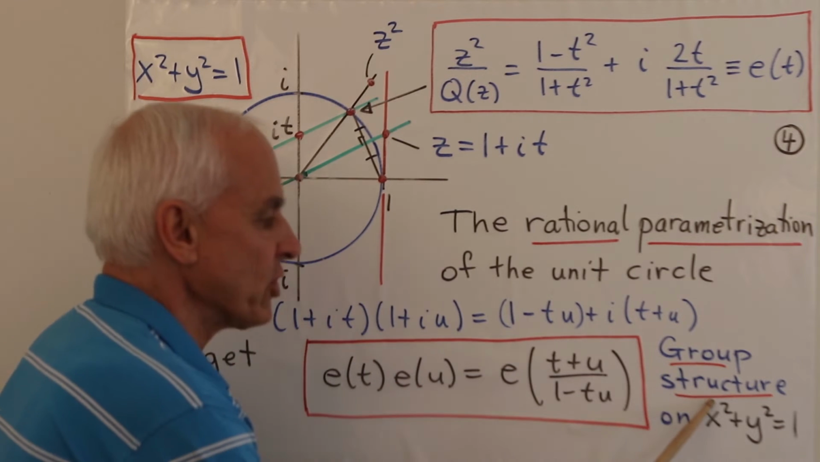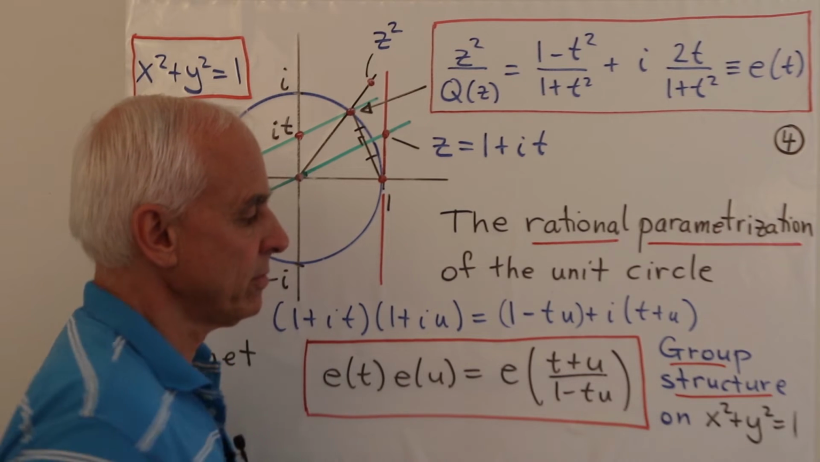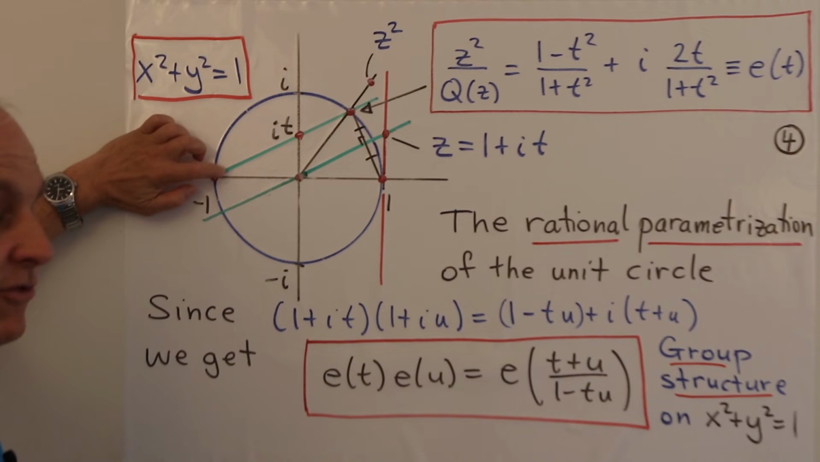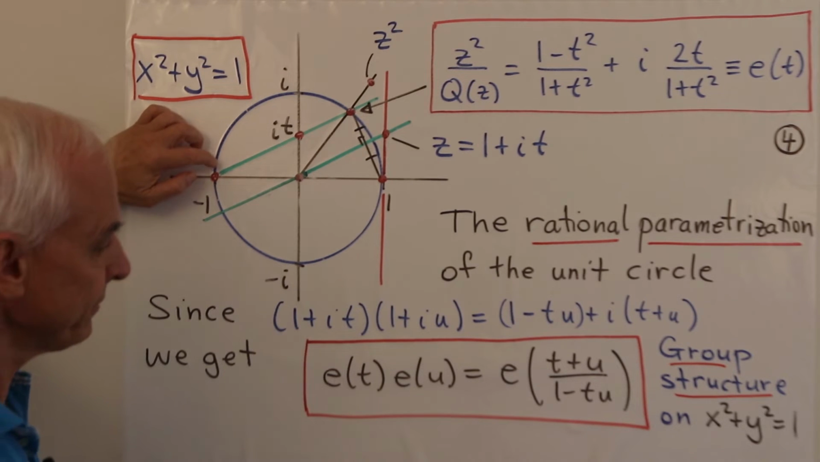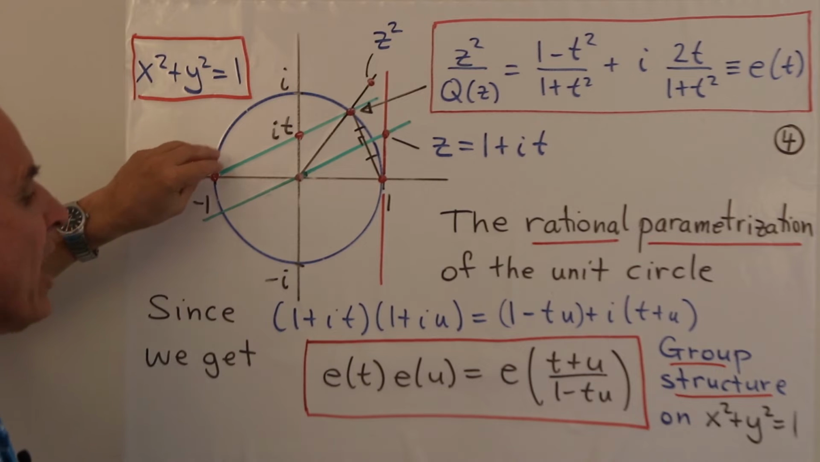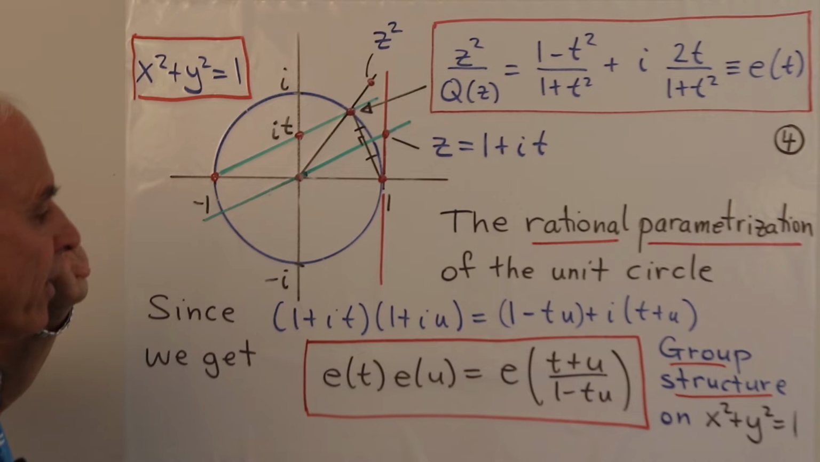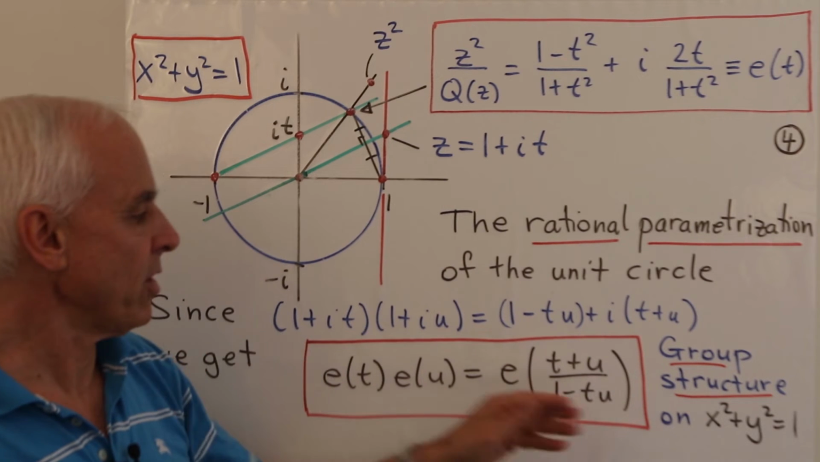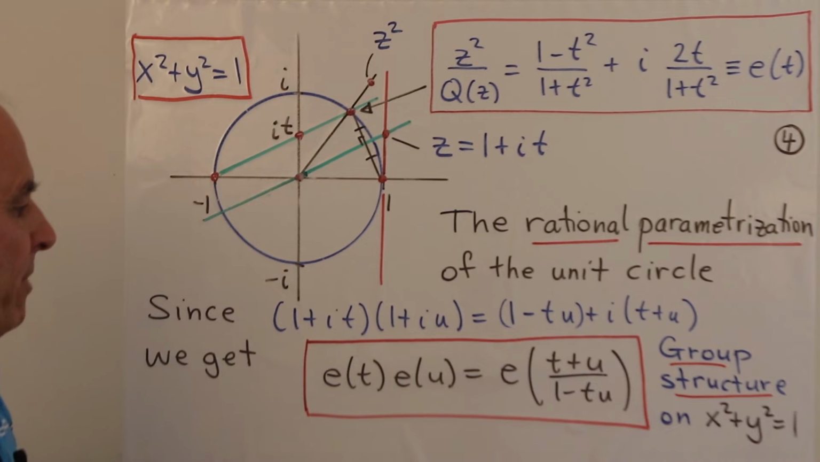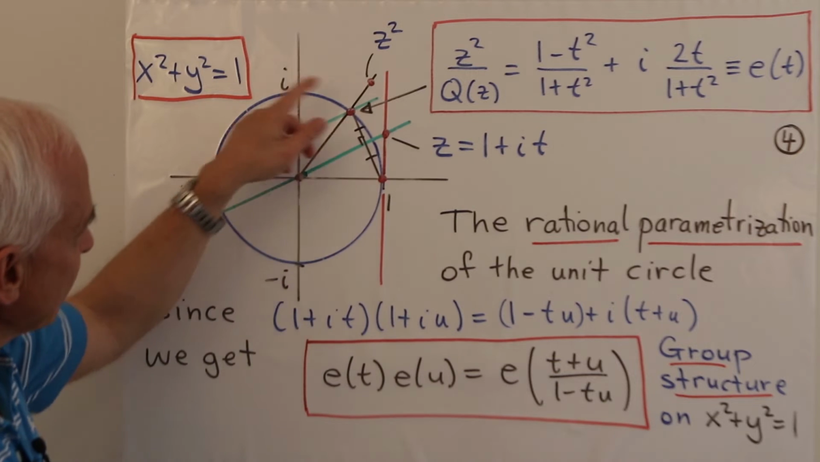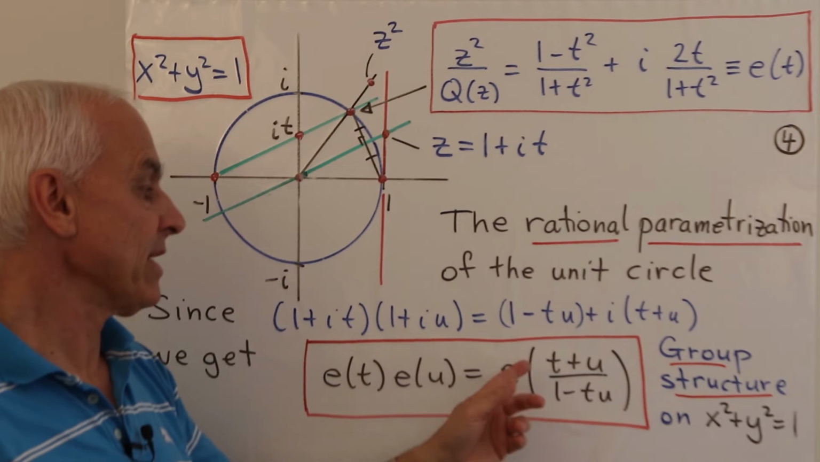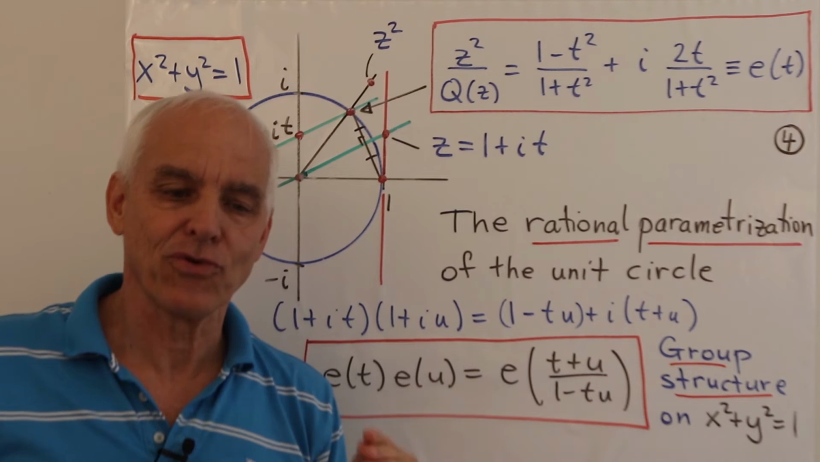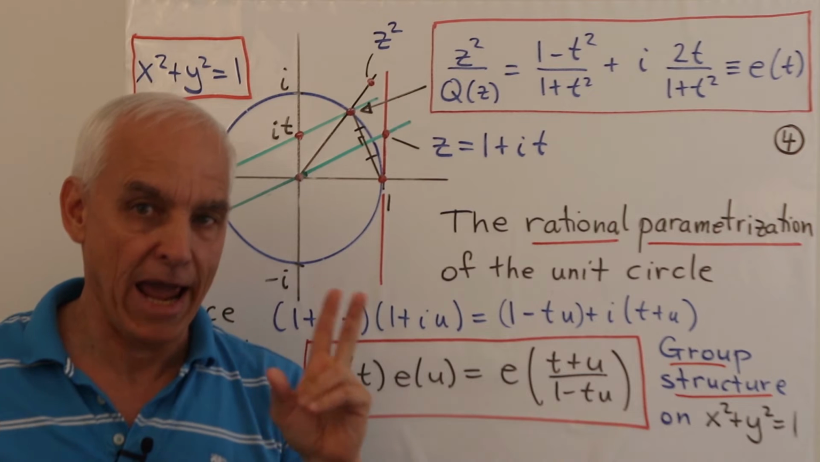This is the group structure on the circle. Well, there's a little bit of a problem with minus 1, because minus 1 has a special role in this story, so it's kind of excluded from this story. To include that, we would have to go to a projective setting, but we're not going to do that here. But anyway, this is an important formula telling us what the group operation is, and it's purely algebraic and rational. And crucially, it does not depend on any angles.